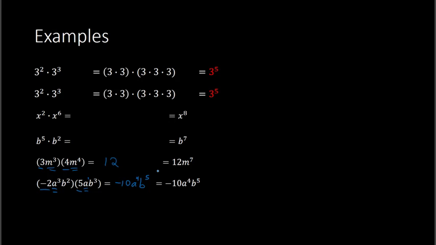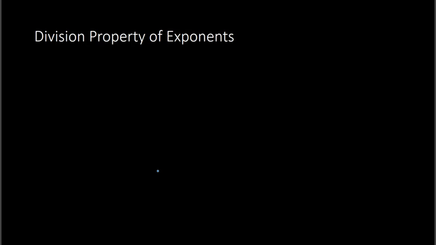So now with division, division is similar, where instead of adding the exponents for multiplication, we're going to subtract the exponents for division. So the rule is written right here, which is maybe confusing to understand without the numbers. So let's look at some examples.